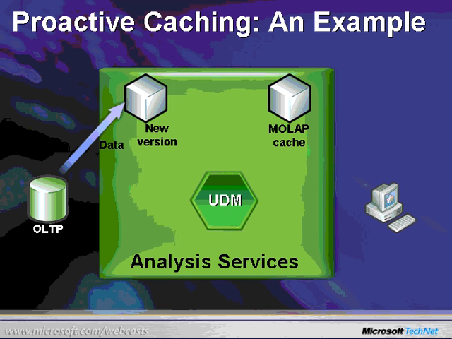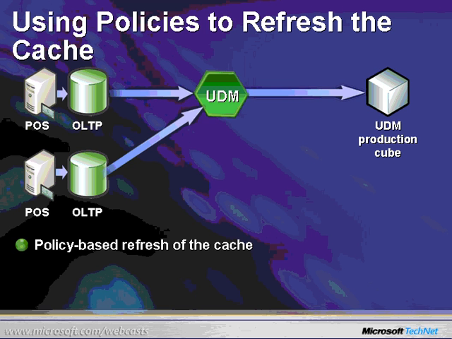So this enables, as you can see, a slight variance on the reporting from the source scenarios that we saw earlier. In this scenario, the UDM is getting data from multiple sources, and the proactive cache is refreshed according to the policies we defined in the cube. Additionally, no external process has to manage the rebuild of the cache.